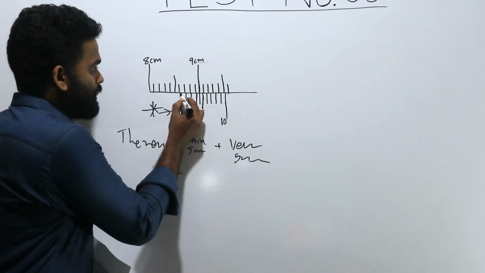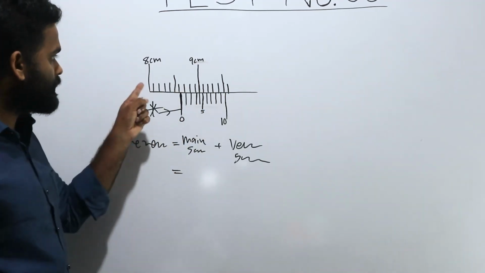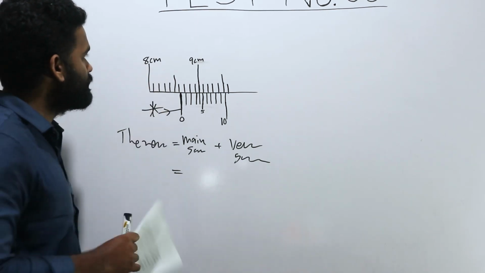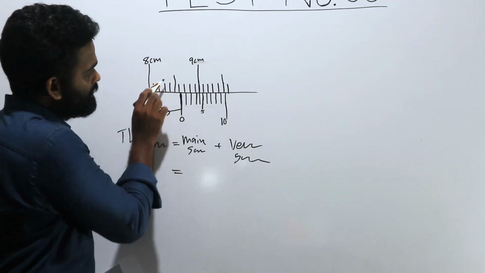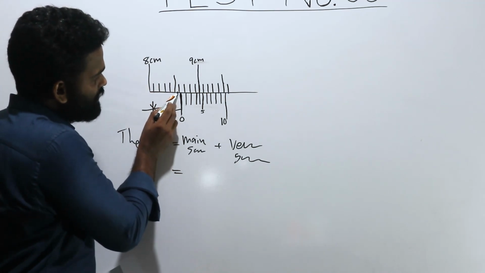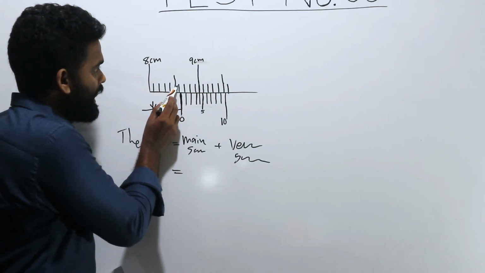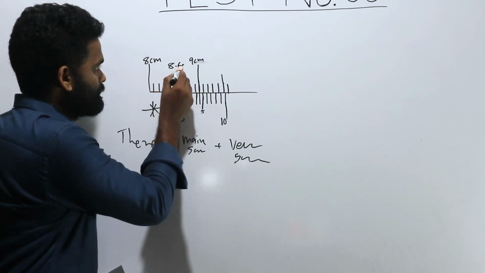Up to the zero mark, you can take measurements from the main scale. So if you think about that, this should be 8 centimeters. Then here it is 8.5 centimeters. Then you can measure up to here using the main scale. So that should be 8.6 centimeters.